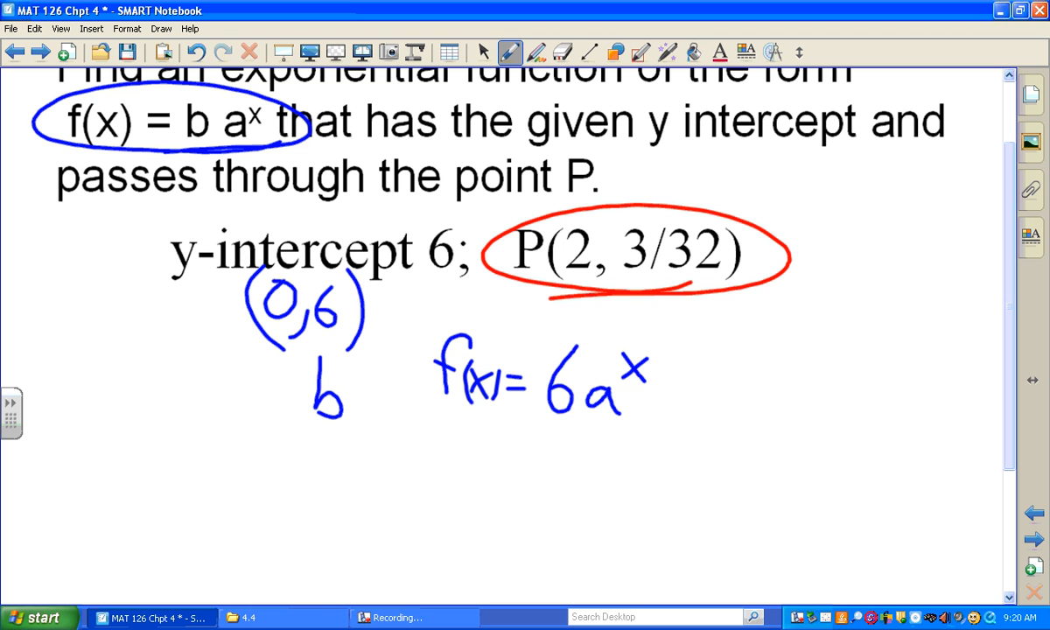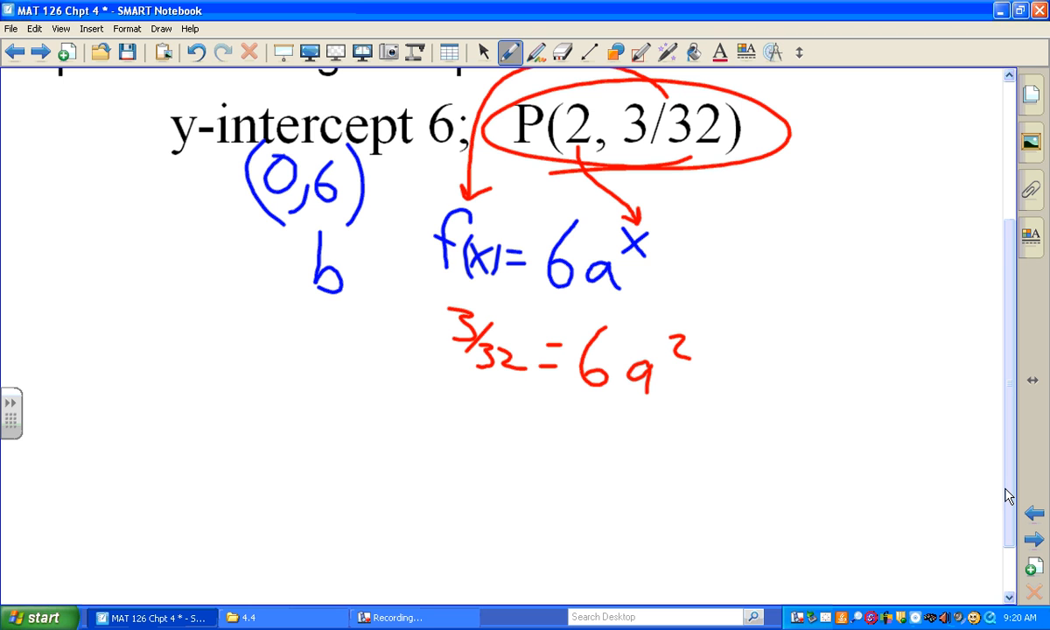What is this number for? (2, 3/32). Put in 2 for the x, 3/32 into the f of x, and solve for a. 3/32 equals 6a squared. All right, Miss Suits, what do you get?